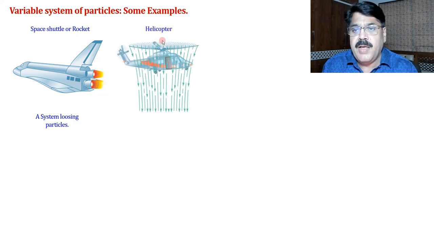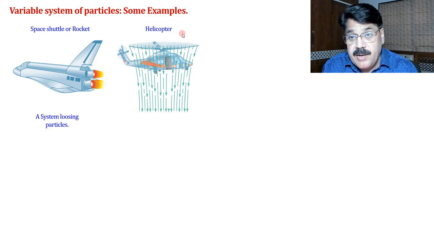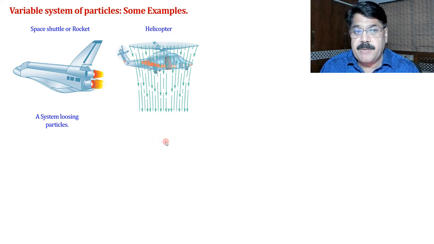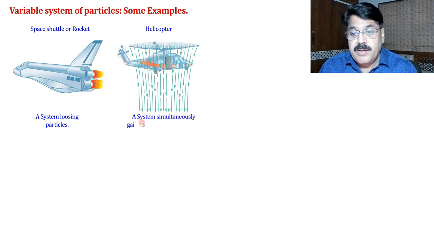Say another example, a helicopter. The main rotor or fan of the helicopter collects air from above it and pushes air below it. So if you consider a portion of air from the main rotor, this portion of air is a system. What kind of system? Air is continuously incoming inside and going outside. So this is a system which is continuously gaining and losing particles from its surroundings. So that is a system that is simultaneously gaining and losing particles.